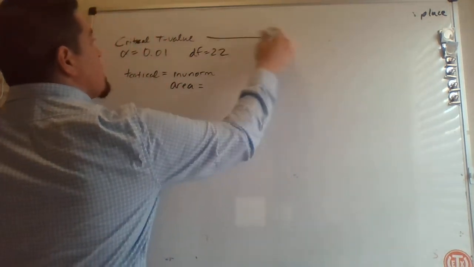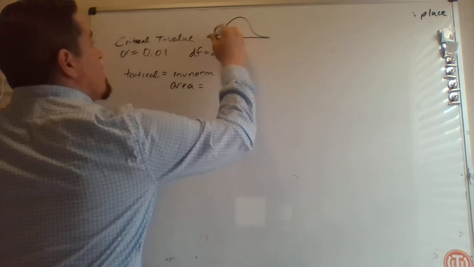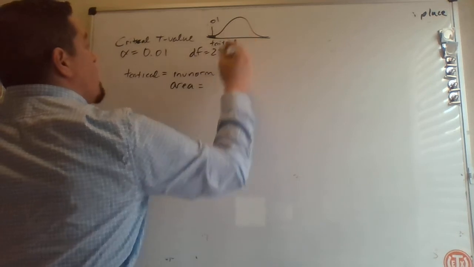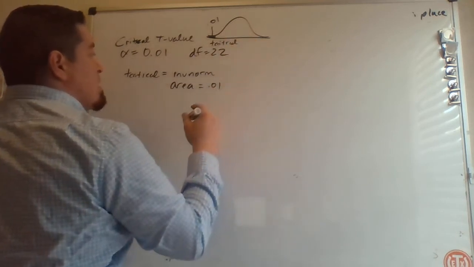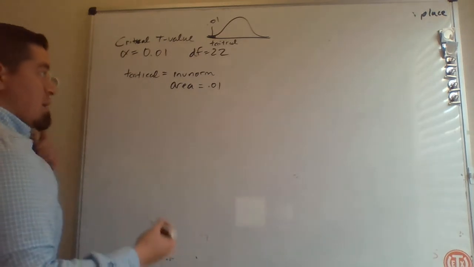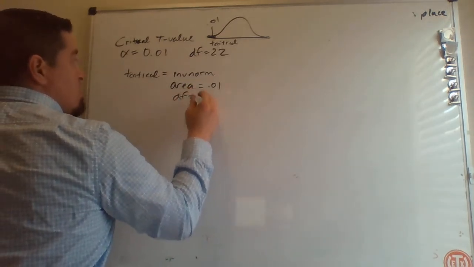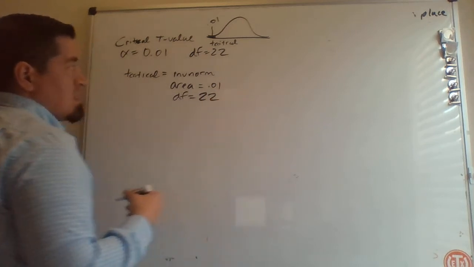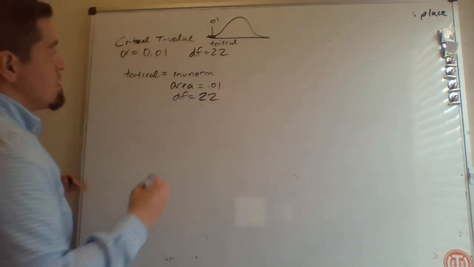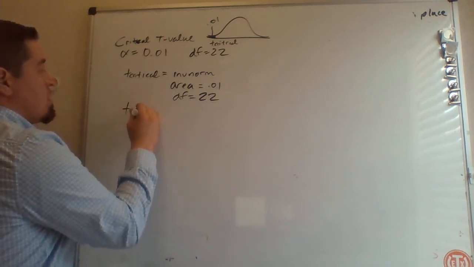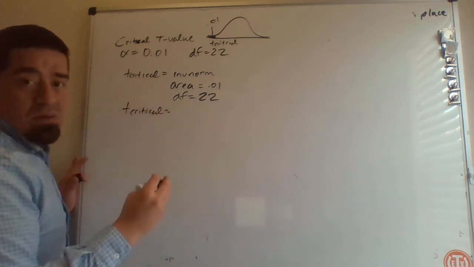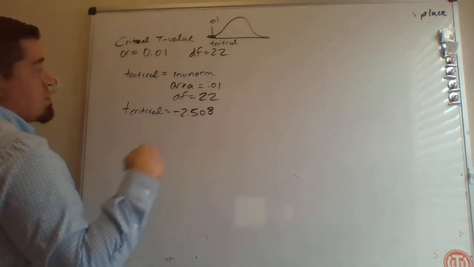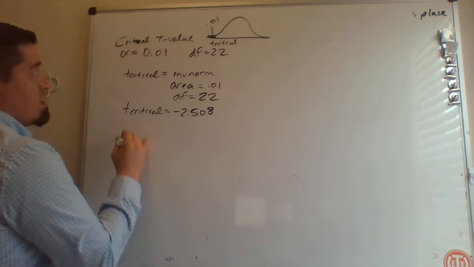If you could imagine a picture, the area would be on this side, 0.01. We're looking for t critical this time. So the area would be 0.01, kind of same as before. If it's left area, it's alpha. Then your calculator will ask you degrees of freedom. It tells you here it's 22. That's all it'll ask you. So if you input that into your calculator, you should get t critical equals negative 2.508. Okay, so that gives you that, and then from there we'll look at the next one.